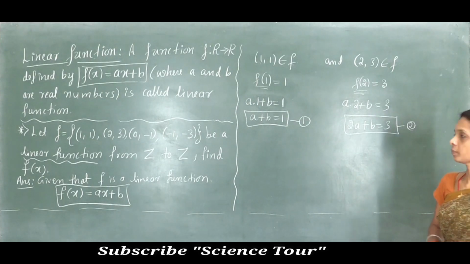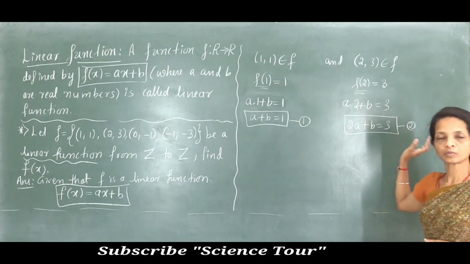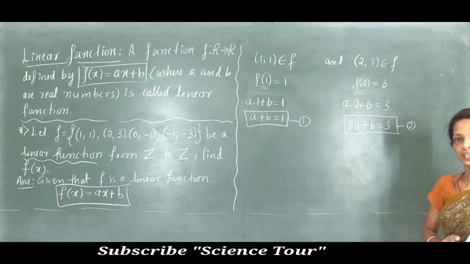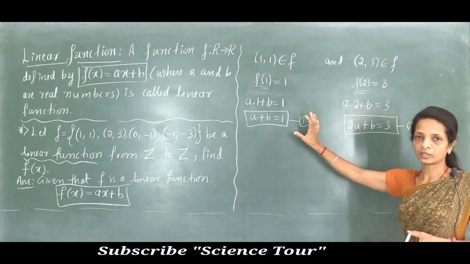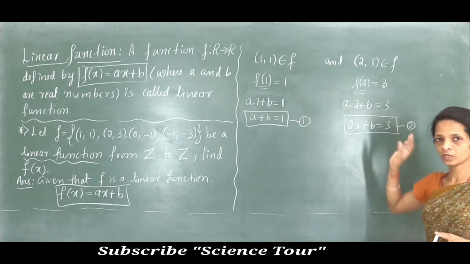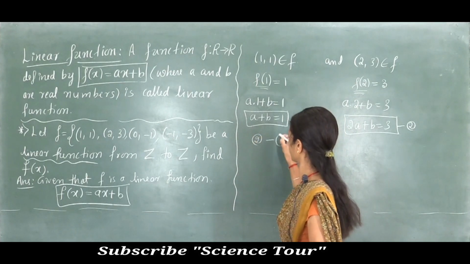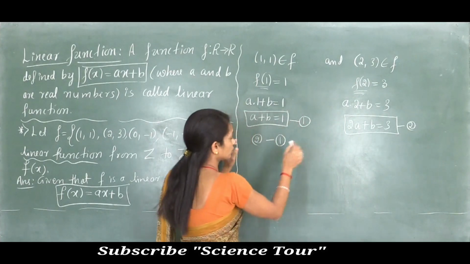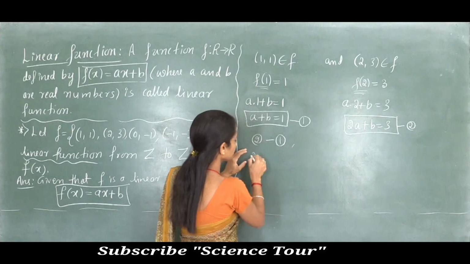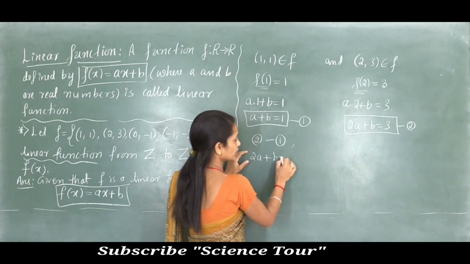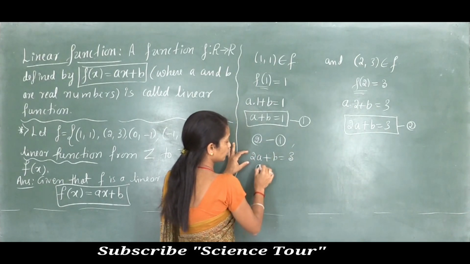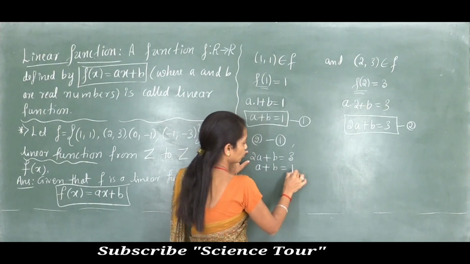So what you have to do? You have to subtract the first equation from second, or second from first. Any you can do, but I'll do this one. Equation 1 I'll subtract from equation 2. Okay. So equation 2 minus equation 1, that gives you what? I'll write equation 2 first. 2a plus b is equal to 3. Next equation 1, a plus b is equal to 1.